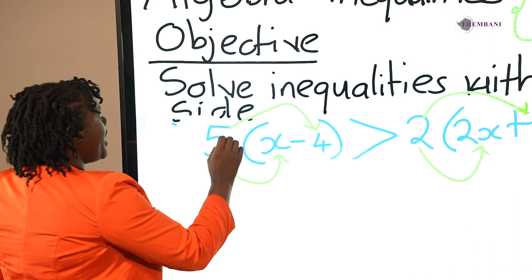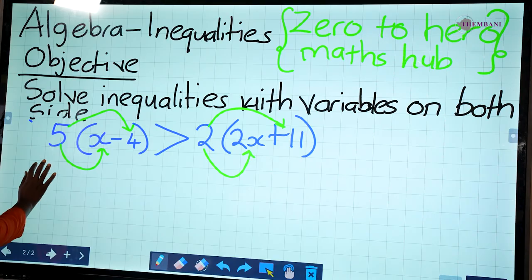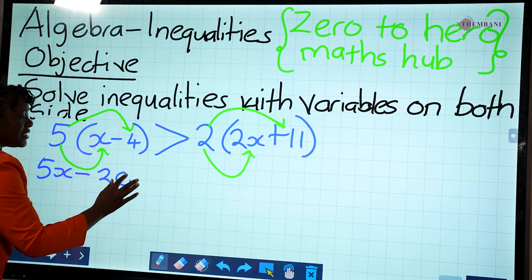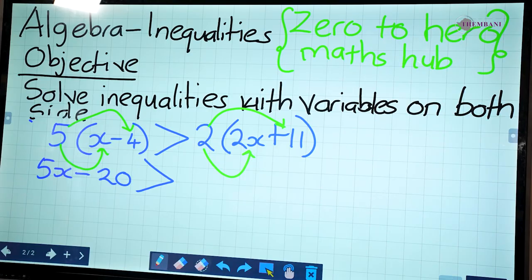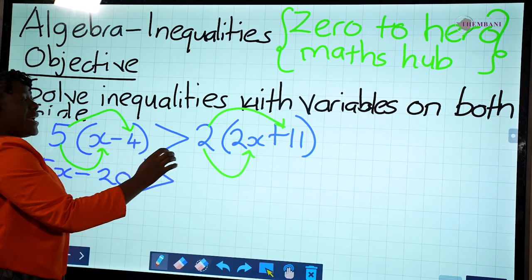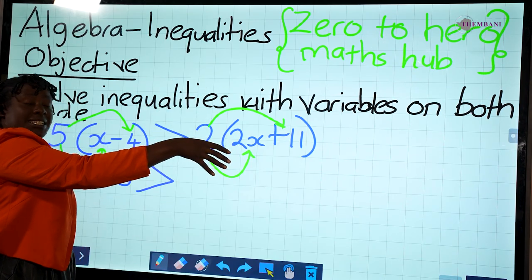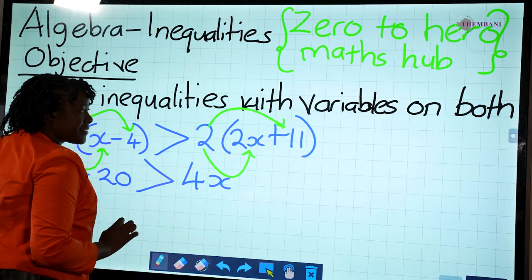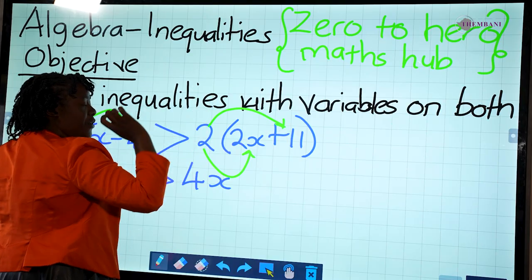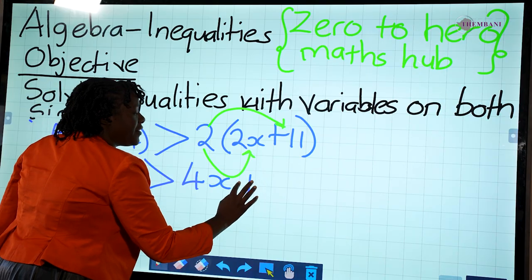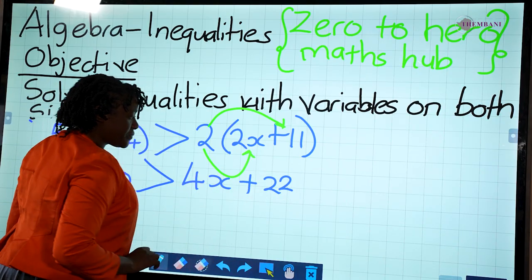So 5 multiplied by x will give us 5x. Then 5 multiplied by negative 4 will give us a negative 20. Then we put our inequality sign, where we are saying 5x minus 20 is greater than. So we are multiplying what is outside the bracket with everything which is inside the bracket. So 2 multiplied by 2x will give us 4x. And then this 2 again is going to multiply the 11, and the 11 is positive. So 2 multiplied by positive 11 will give us a positive 22.